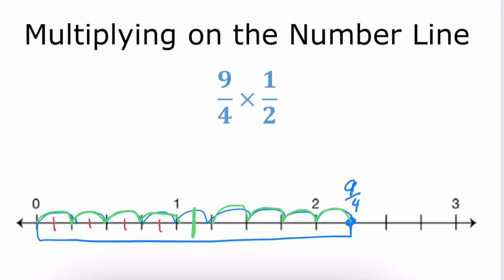on the number line up into an equal sized partition. And these pieces are all going to be eighths because there's 1, 2, 3, 4, 5, 6, 7, 8 pieces between 0 and 1. And so this point right here is the fraction 9/8. So 9/4 times 1/2 equals 9/8.